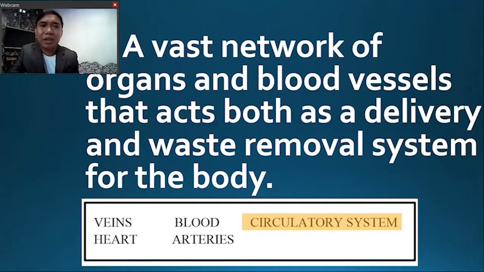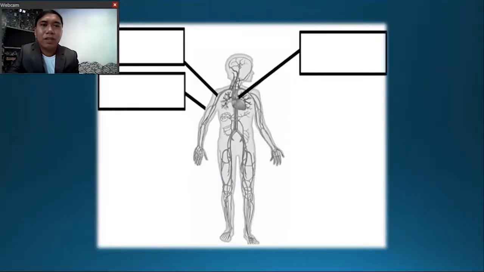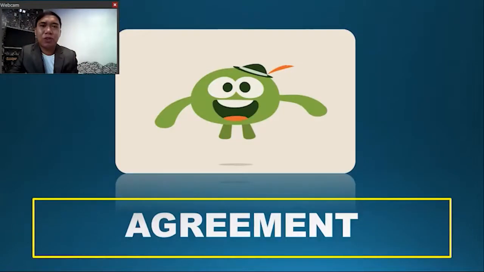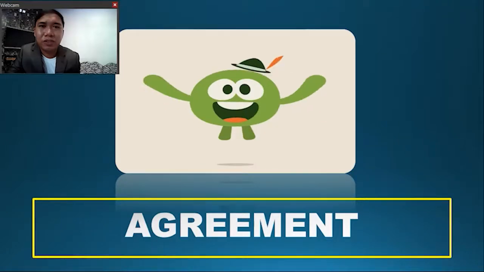Now let's check the second part of your test. So number one, the answer is vein. Number two, capillaries. And number three is the heart. Now, did you get the high score? Very good, congratulations.